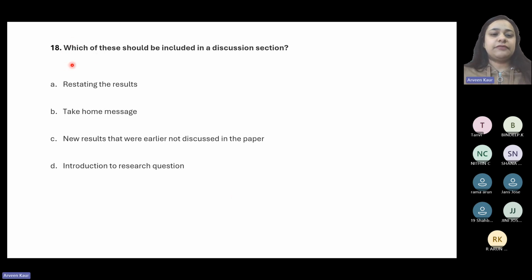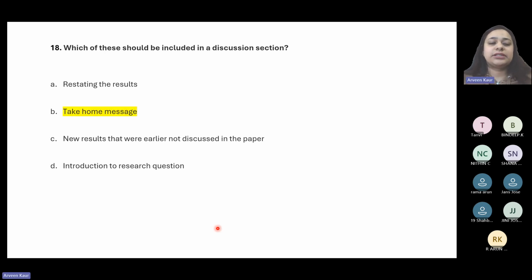Question number 18. Which of these should be included in a discussion section? Is it restating the results or the take home message, or new results that were earlier not discussed in the paper, or an introduction to the research question? Now, the options for this question are relatively simple, right? So, which one should be, sorry, should be included in a discussion section?